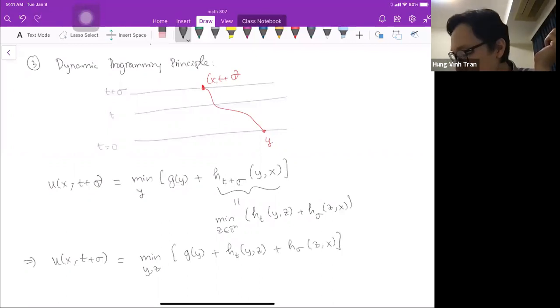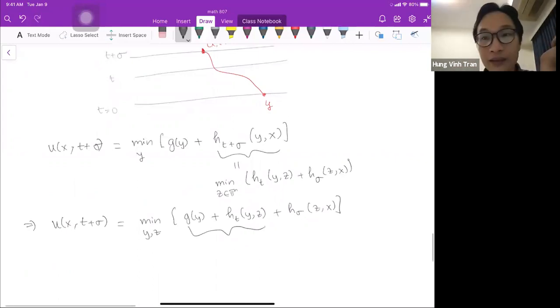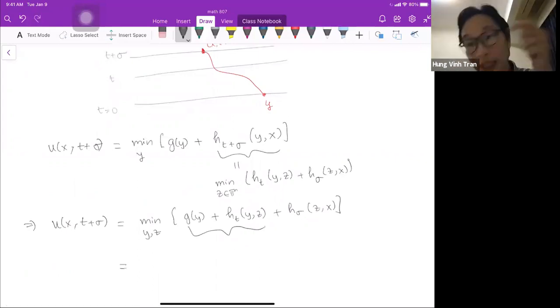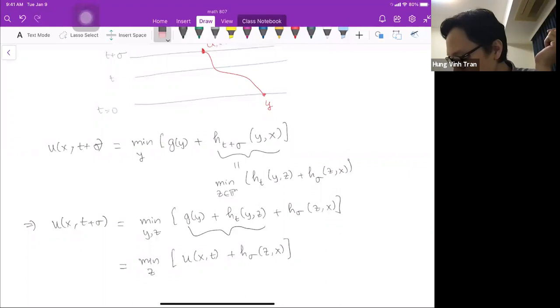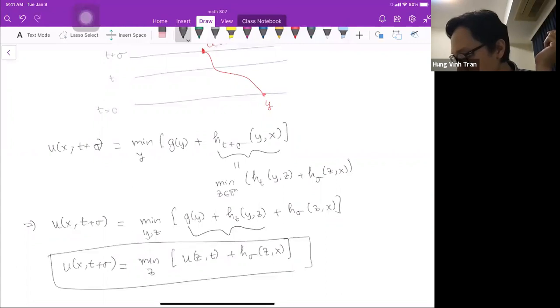Now I'm going to take the minimum over y first here. So this equals taking the minimum over y, and I'm just going to have the minimum over z out here. The minimum over y of this one, by definition, is nothing but u of z, t, plus h sigma of z, x. Sorry, not u of z, t. So that's exactly the dynamic programming principle. I'll just explain it in the picture and be done with the lecture today.